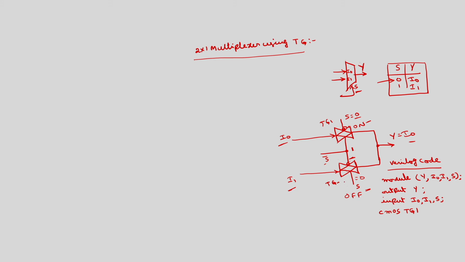CMOS, the general structure is output, data, then you have to first mention N control, then P control. So, for TG1, output is output Y only, data is I0, what is N control? N control is connected to S bar. So, you have to implement this S bar from the S using NOT operation.